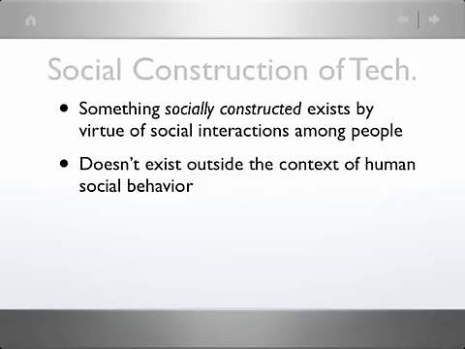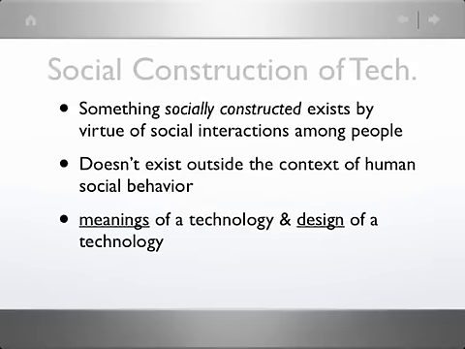And so something that is socially constructed is something that doesn't exist outside the context of human social behavior. Our idea of what a cell phone means and what a cell phone does doesn't exist outside of the context of the social behavior that humans exhibit when we are using cell phones or whatever other piece of technology that we may be talking about. Now, the actual physical object may still exist outside the context of human social behavior, but the idea of what that thing is and what that thing does does not exist.